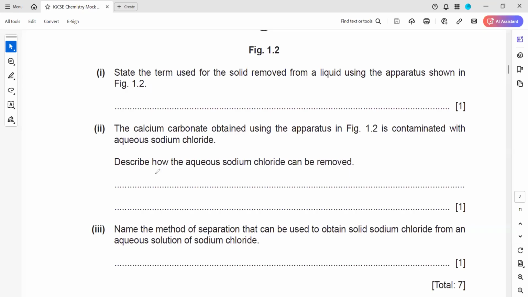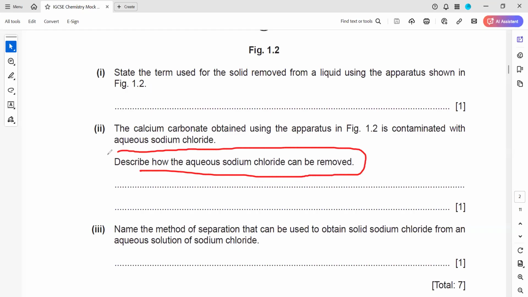In this case, as you can read in the question, they mention describe how sodium chloride is removed. You have calcium carbonate, and the calcium carbonate contains aqueous sodium chloride, meaning water droplets which contain a salt. If you are doing evaporation, you remove the water, so the sodium chloride crystals will be left behind. That's why you cannot say evaporation.